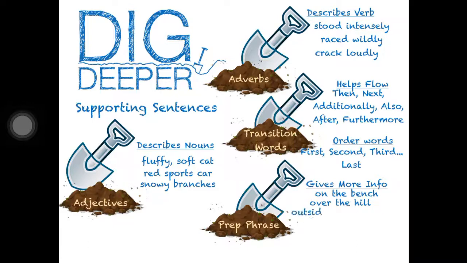Okay, the last example here, outside my window. All right, can a squirrel go outside my window? Yes, a squirrel can be running around outside your window. Yes, so we know that outside my window is a prepositional phrase. Now, if we add it to our adjective example and our adverb example, we get a complete picture. The snowy branches crack loudly outside my window.